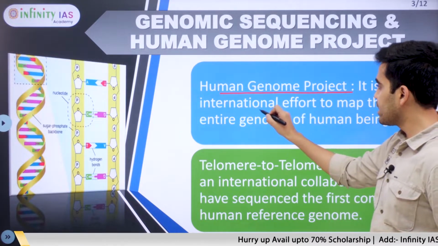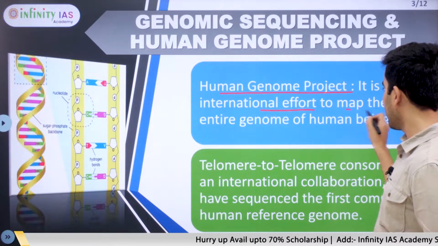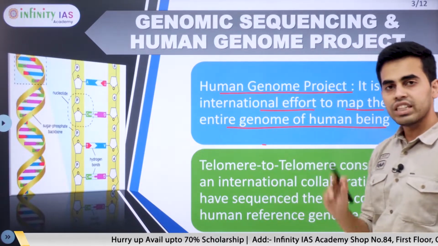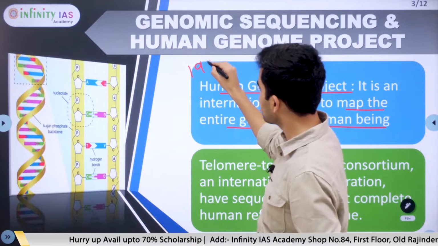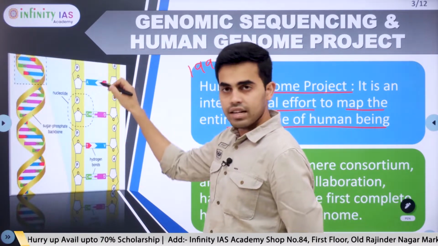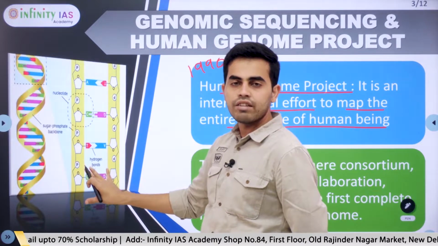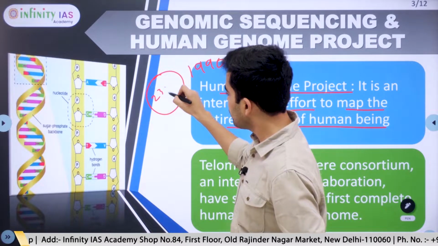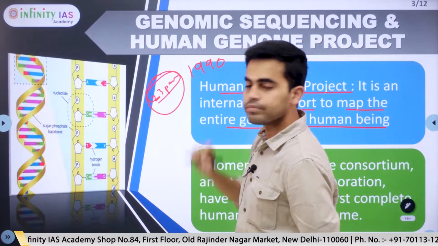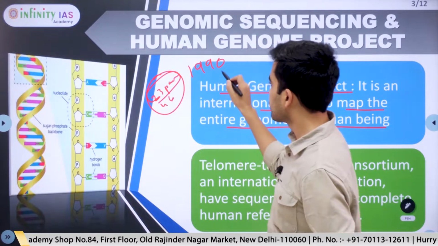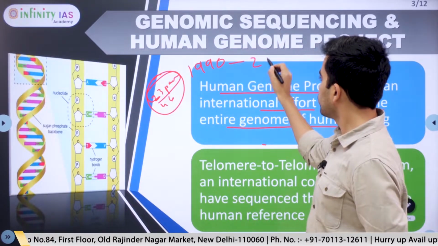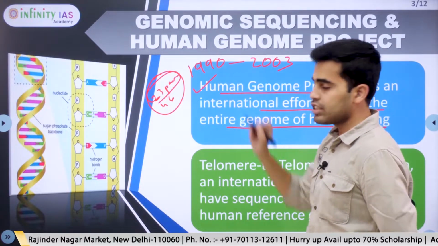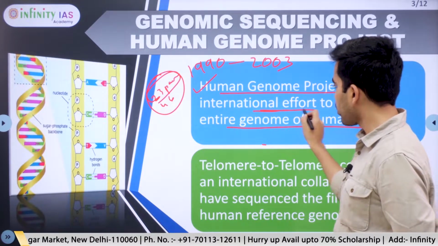This is an international effort that has been made to map the entire genome of human beings. The Human Genome Project was started in the 1990s to map the sequence of base pairs, that is, genomic sequencing of the entire human genome, all the 23 pairs of chromosomes, that is 46 chromosomes. It was completed in 2003. This is the first such project and it is an international project.